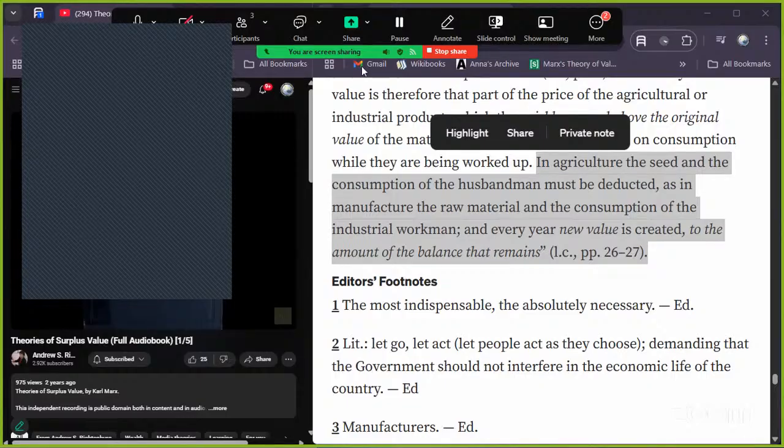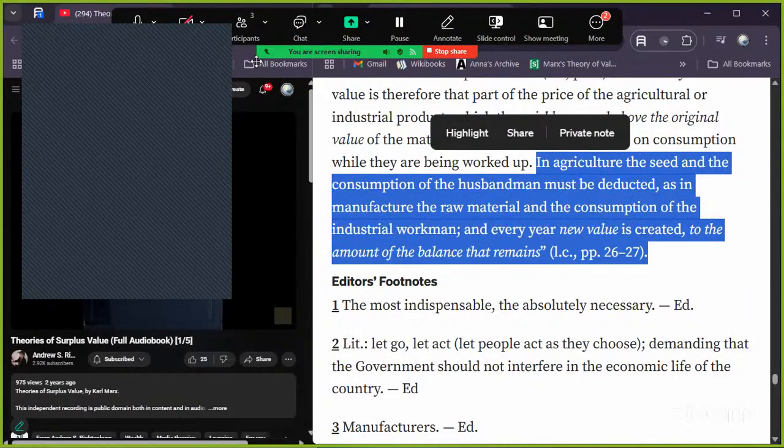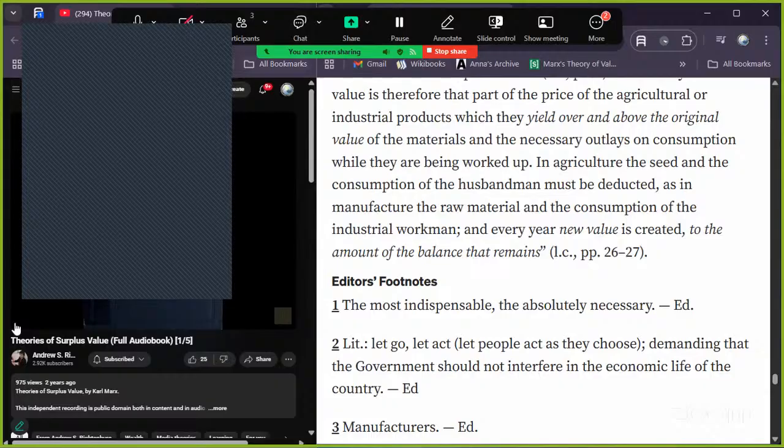Chapter 3. Adam Smith. Section 1. Smith's two different definitions of value.